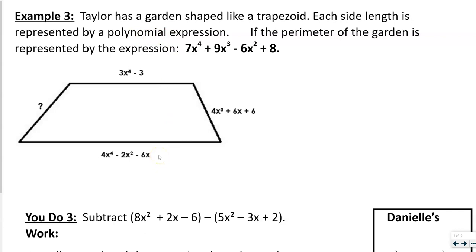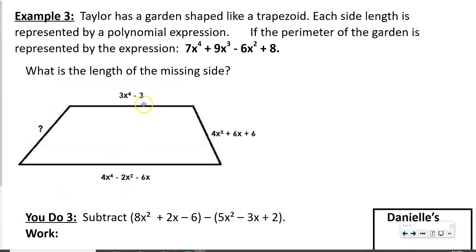Where's the extra question here? If the perimeter of the garden is represented by the expression, it basically says, oh, it's missing here. What is the length of the missing side? That's what's missing right here, y'all. What is the length of the missing side? It was there. I just had it covered up.